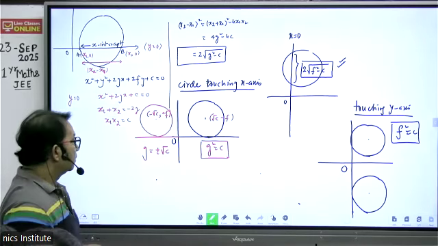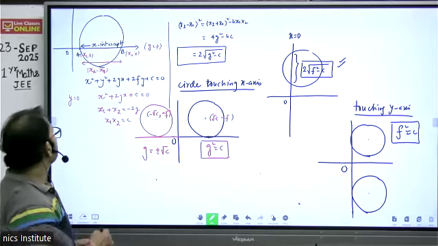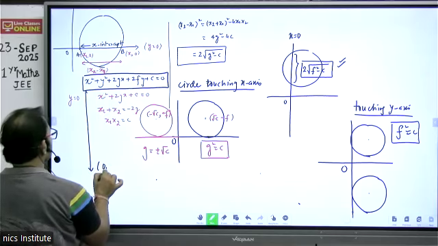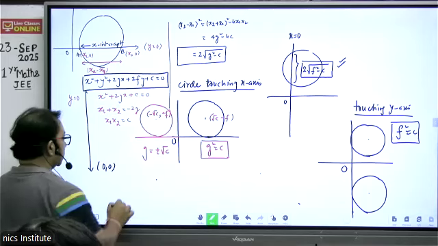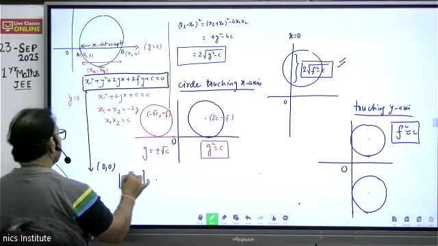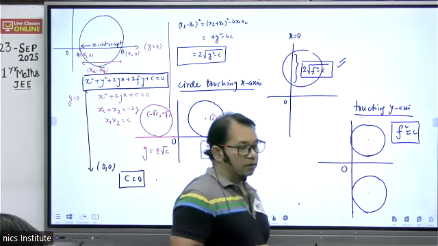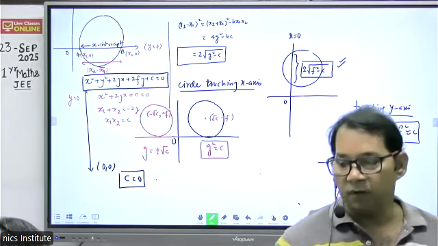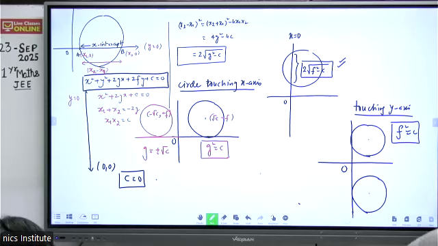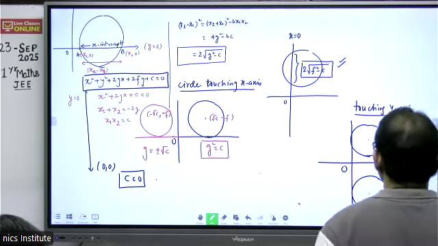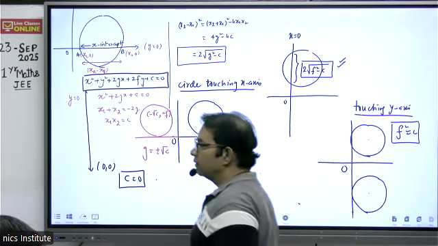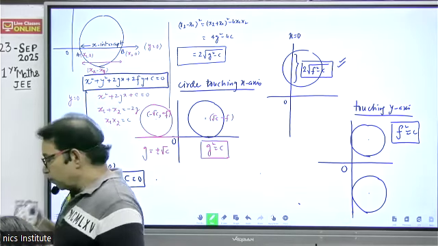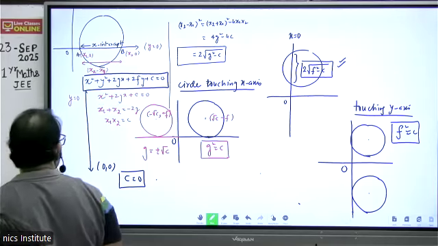There's another result if a circle passes through origin. Suppose this is a general equation of circle and it passes through origin. C would be 0. If a circle passes through origin, the constant term will be 0. There'll be no constant term, because when you substitute x equal to 0, y equal to 0, C comes out 0. So any circle which passes through origin will not contain a constant term. It will be without C.